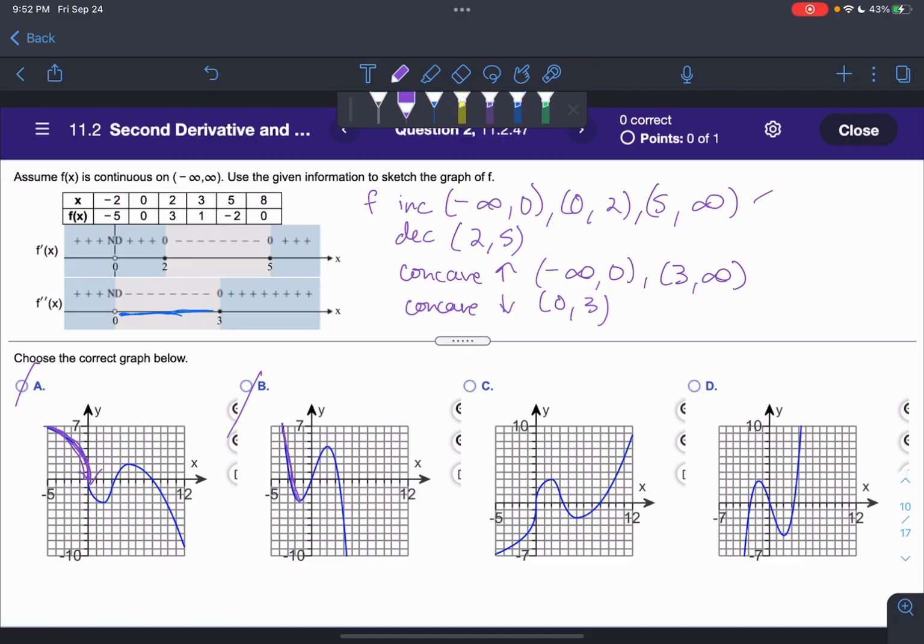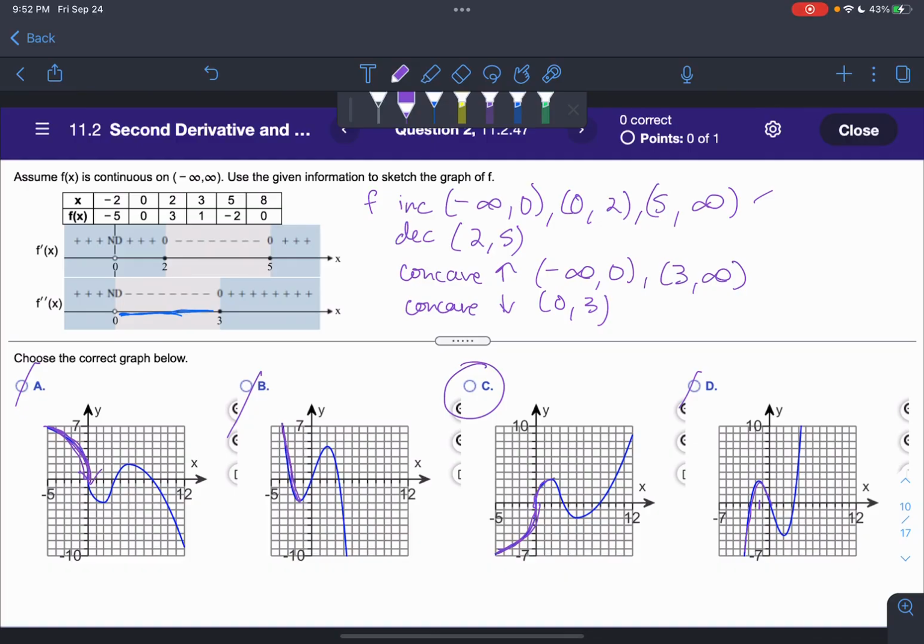C, we are increasing up until 0 from left to right, so possible answer. And then D, we are increasing, but then we start to decrease at, I don't know, negative 1.5. Anyway, so D is our answer. And we didn't even have to look at the other criteria, but we can continue if you'd like.